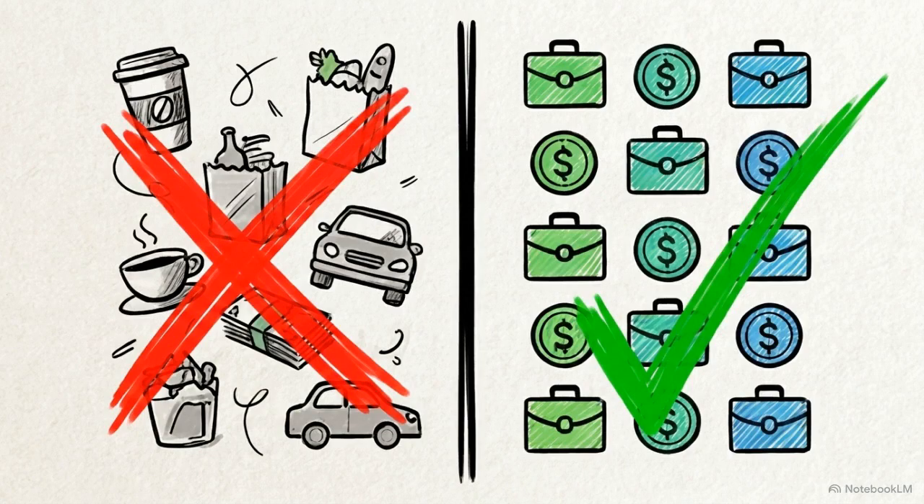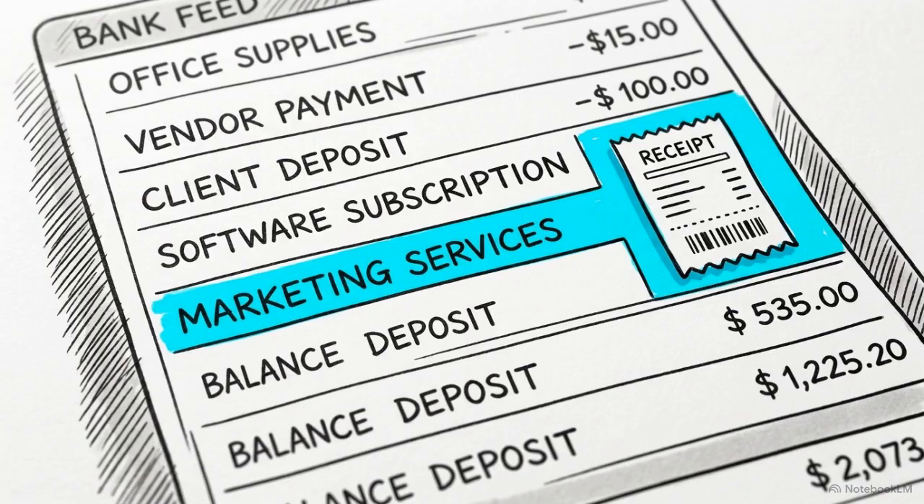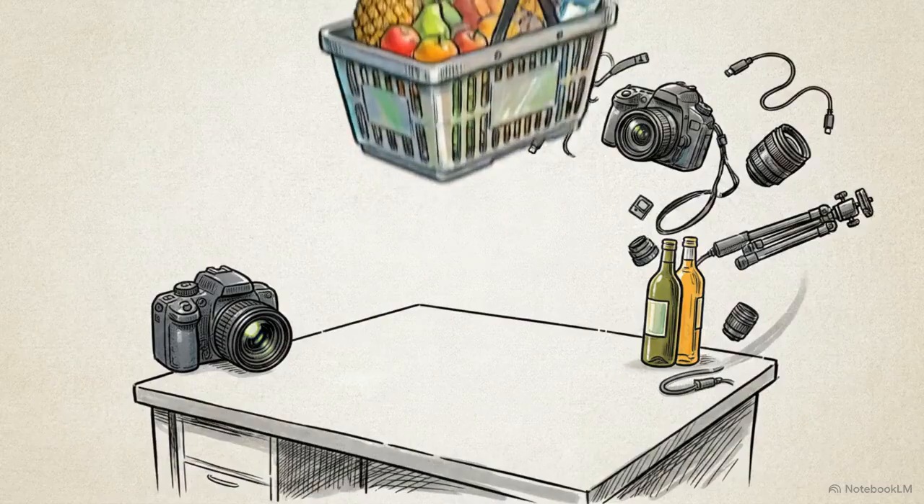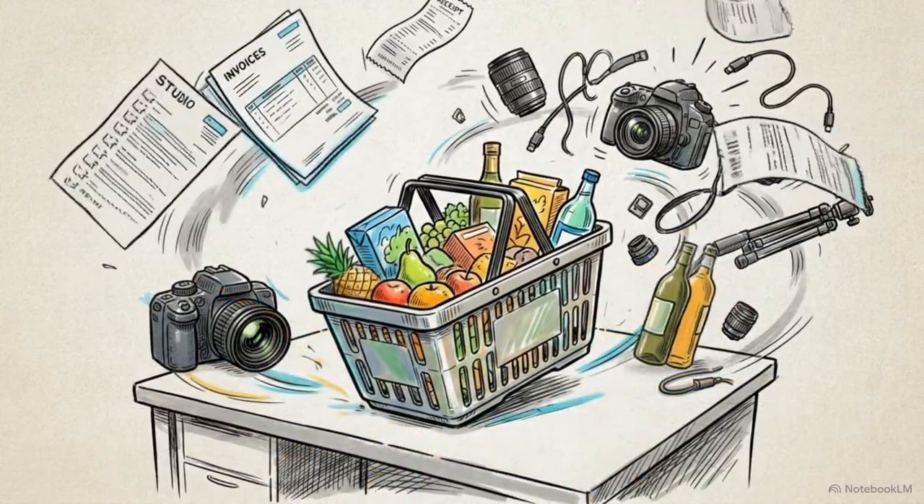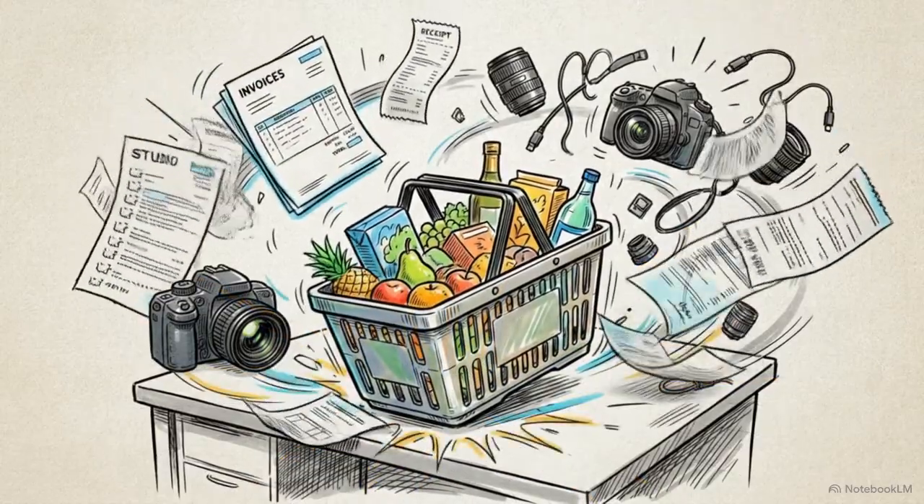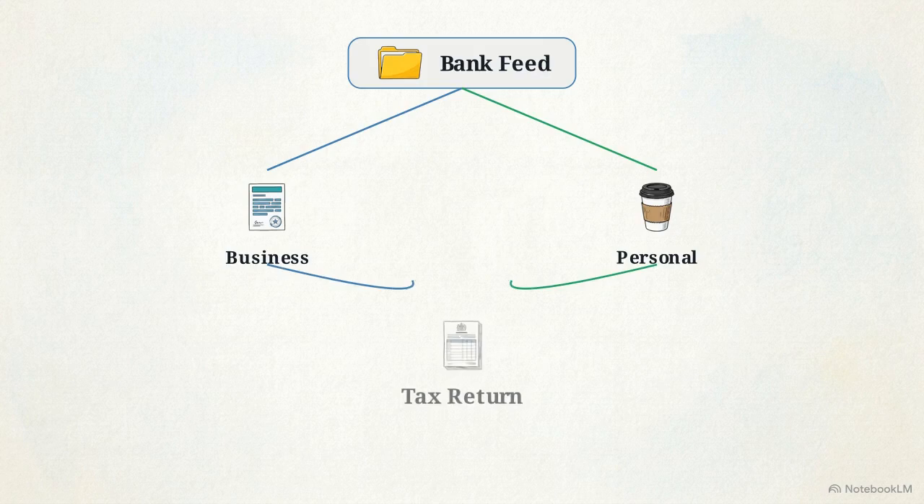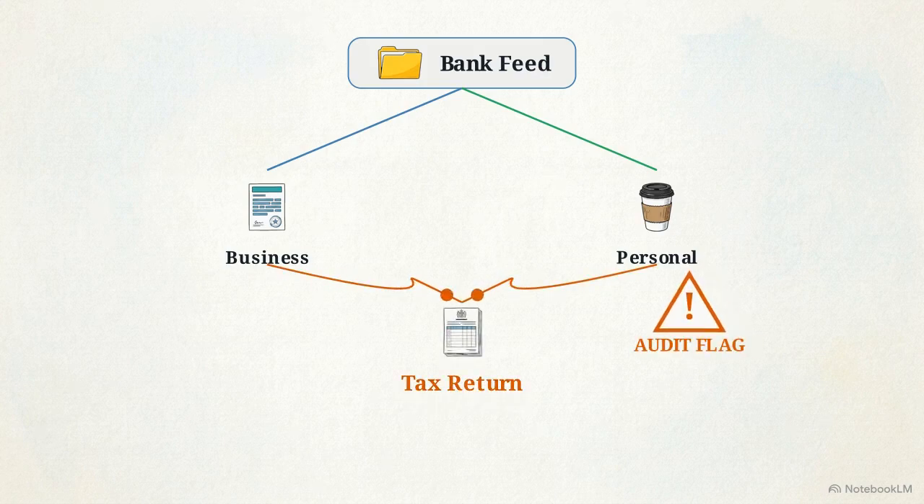The absolute prerequisite for MTD compliance is a dedicated business bank account. Every business receipt goes into this account, and every business payment comes out. Running a business from an account that also pays for your groceries creates massive compliance risks. Software will inevitably mix personal and business expenses, which HMRC data analytics flag for an audit.